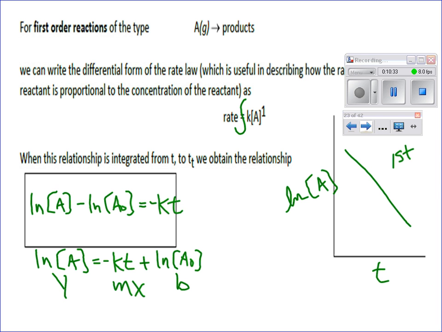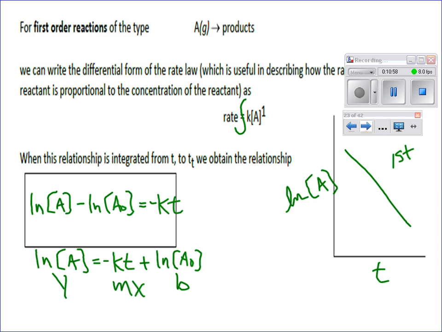If I get a better line with this one than doing just concentration versus time, I have a first order reaction. What do I mean by better line? Does anybody remember? My R is closer to 1, correlation coefficient. We'll talk about that when we do the problem. We're going to draw the best fit line with our data, and the one that has the best R, closest to 1, is going to be the correct possibility.